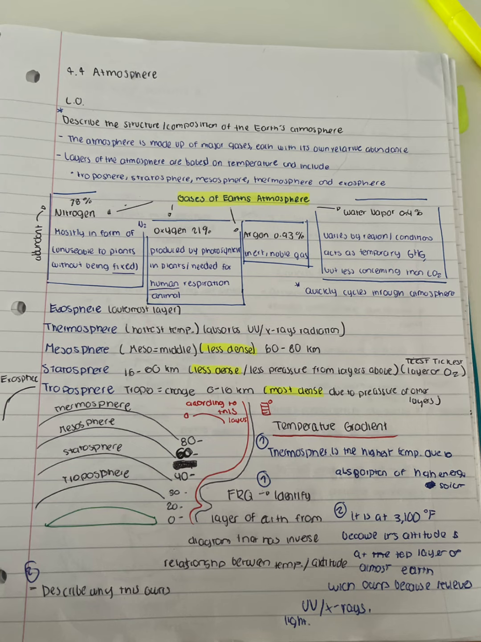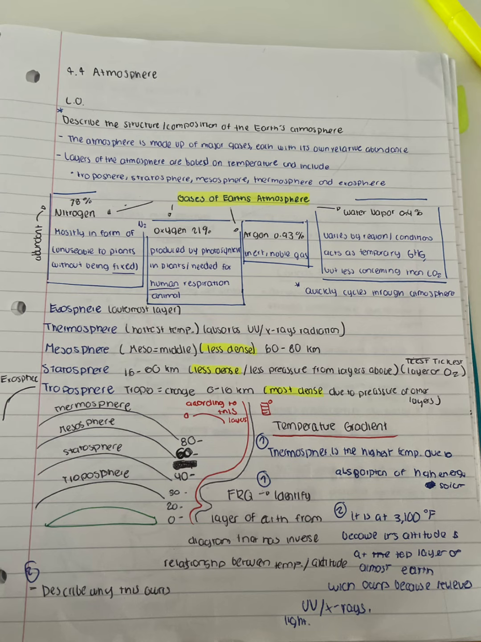4.4 Notes. Atmosphere. Learning objective: describe the structure and composition of the Earth's atmosphere. The atmosphere is made up of major gases, each with its own relative abundance. Layers of the atmosphere are based on temperature and include stratosphere, troposphere, mesosphere, thermosphere, and exosphere.